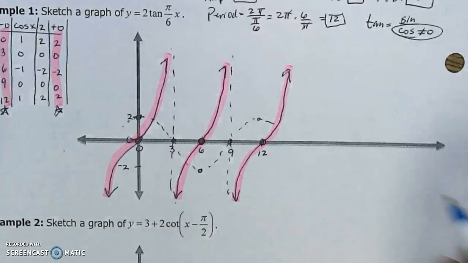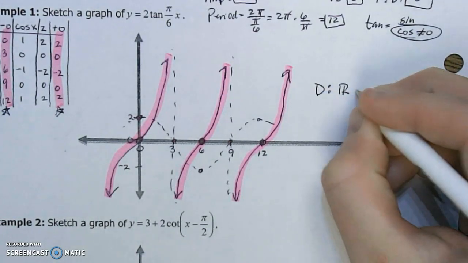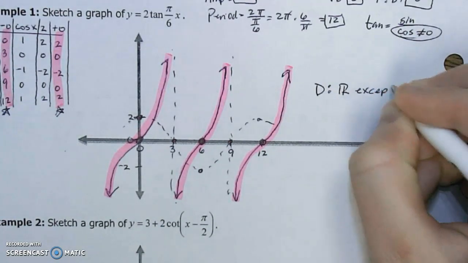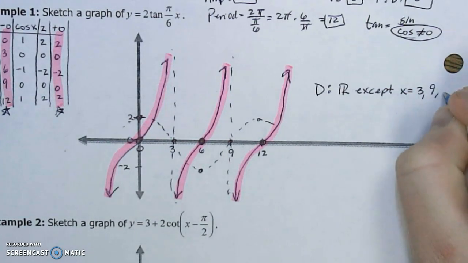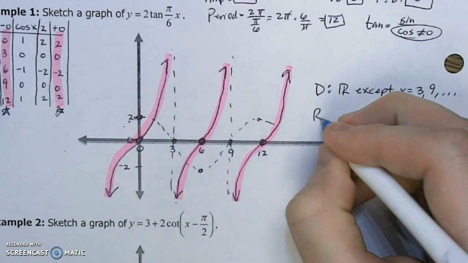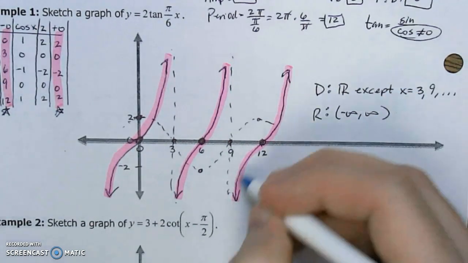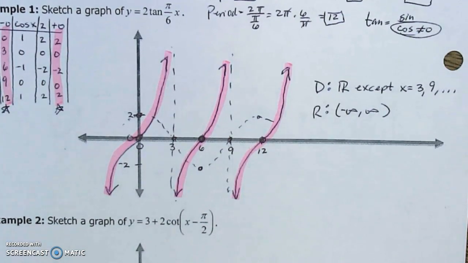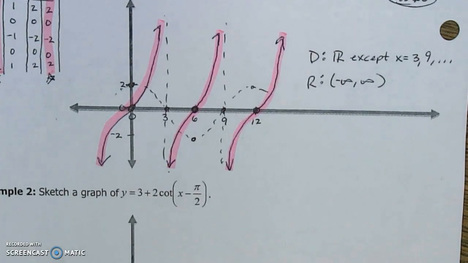And my domain is all real numbers except when x is 3, 9, and so on. And my range is negative infinity to infinity because it's one solid smooth curve from the bottom to the top. So that is your tangent graph.